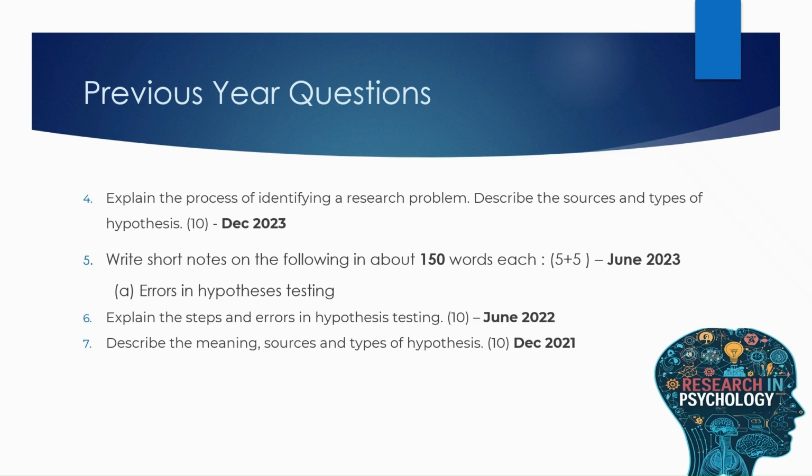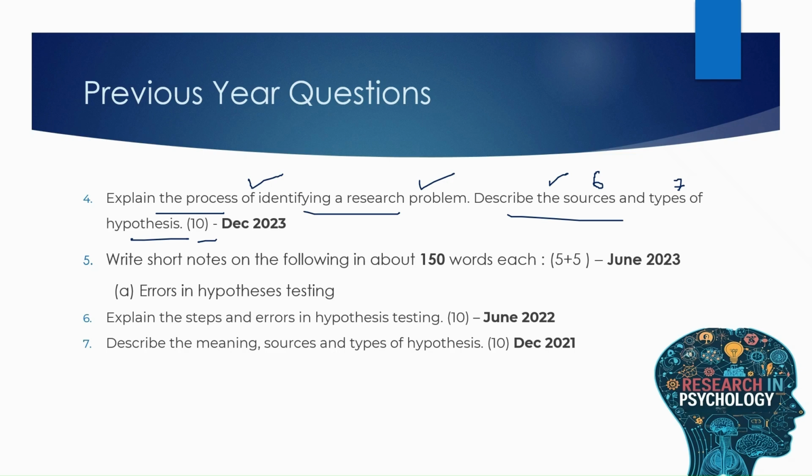Then December 2023, we had this question. Explain the process of identifying a research problem. Describe the sources and types of hypothesis. Now the first part is from a different video. You know which video it is, right? I believe you have watched it. And the second part is from this video. Describe the sources and types of hypothesis. We have discussed 6 different sources, right? And types of hypothesis. How many types? Again, 7 different types of hypothesis, right? So you have to write about that. That's a 10 marks question.